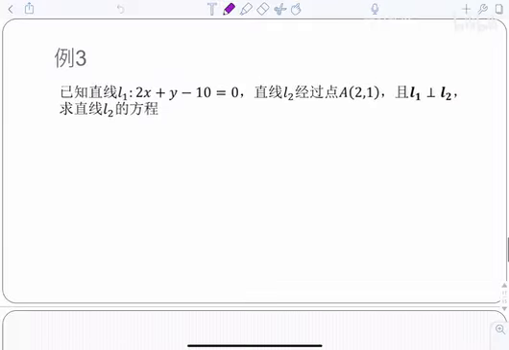So let's see number 3. He tells you L1 is 2x plus y minus 3 equal to 0, and he tells you L2 passes this point, and L1 is perpendicular to L2. He wants to know the equation of L2. So we know L1 is like this, so we change it to y equal to minus 2x plus 3.